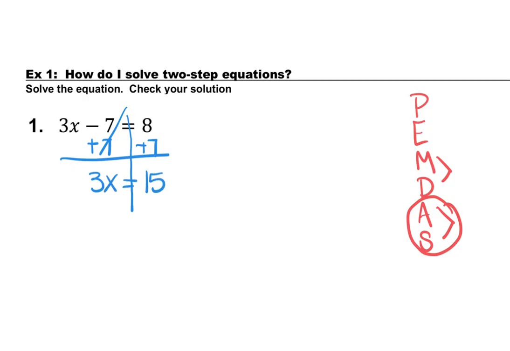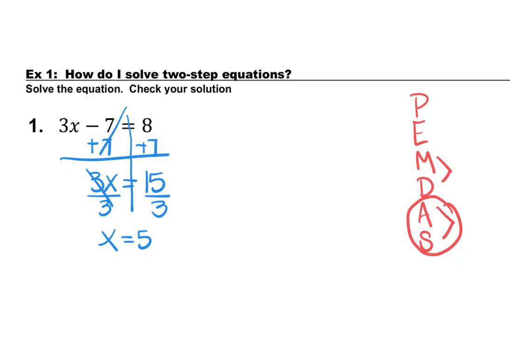And now that 3 is multiplying the variable. And so to undo multiplication, we're going to divide, and x is going to be equal to 5. All right, so let's go ahead and check our solution.